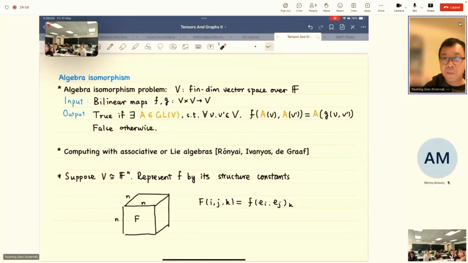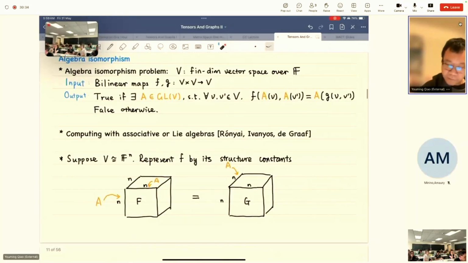When people talk about computing with algebras, usually there are several representations of algebras. But at least one representation is the so-called structure constants. And you can imagine that structure constants form a tensor, or three-way array, right? Now it's an n by n by n three-way array, and the ijk entry of this three-way array F will be F applied on e_i, e_j, and then you take the k-th component.